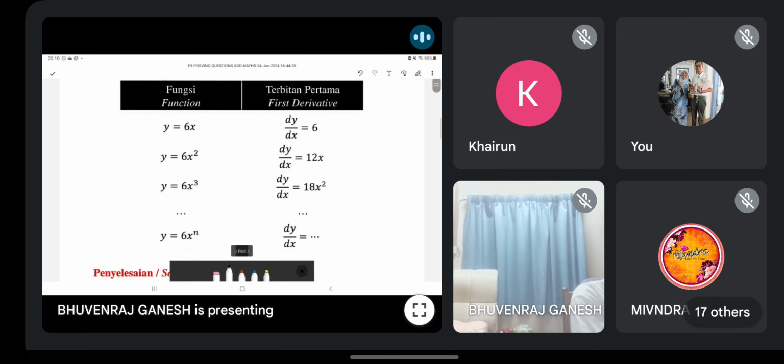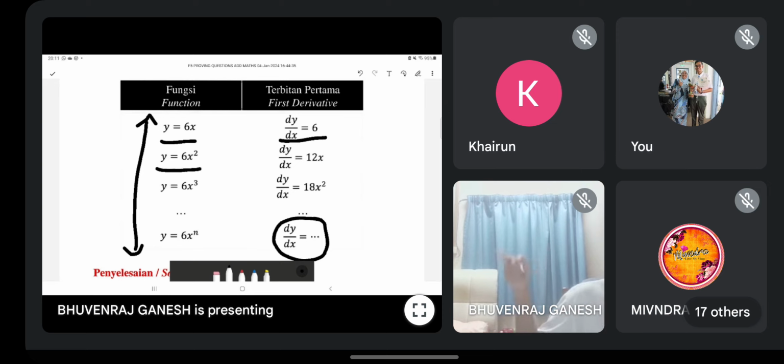You must see over here. They want to get the general formula of differentiation, dy/dx. So how we get the general formula is from induction, which means we observe the pattern of numbers, what the changes are. Example, y is 6x, you differentiate, you get 6. y is 6x squared, you increase the power by 1, you get 12x. y is 6x cubed, you differentiate, you get 18x squared.